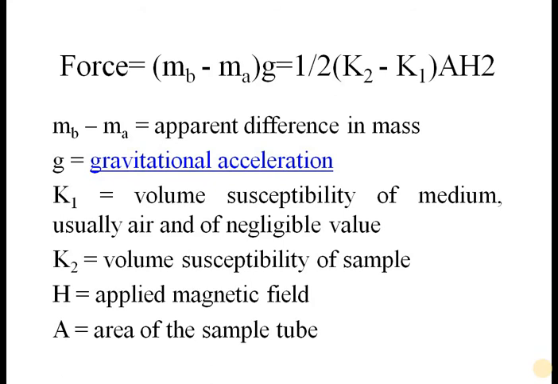Here H is squared. Mb minus Ma is the apparent difference in mass, and g is the gravitational acceleration. K1 is the volume susceptibility of the medium, usually air, and is a negligible value. K2 is the volume susceptibility of the sample, H is the applied magnetic field, and A is the area of the sample tube.